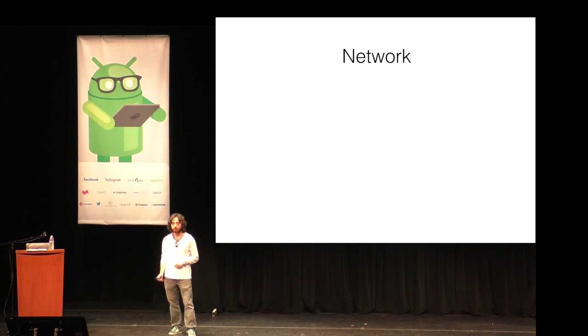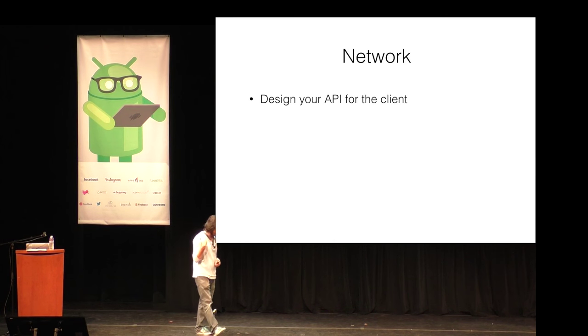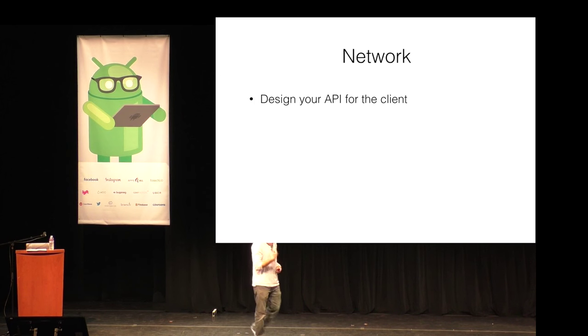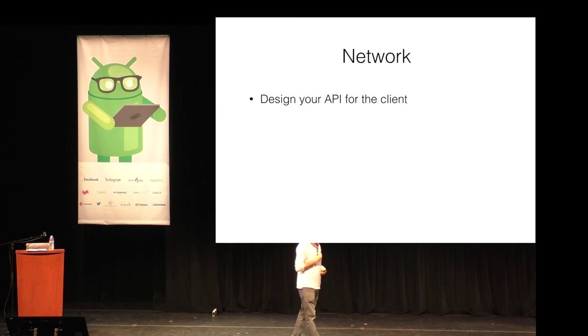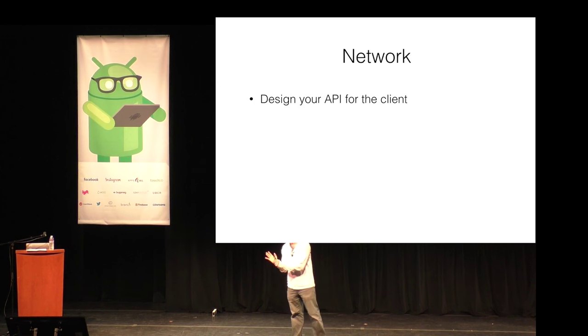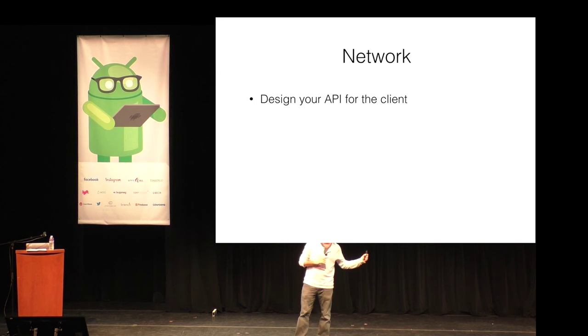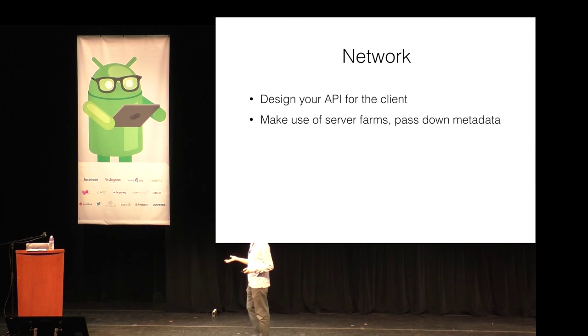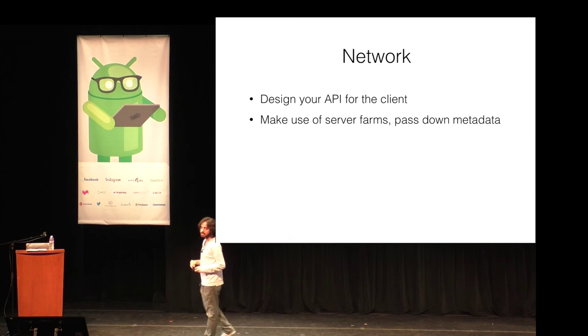So we'll talk about the network. This is important. I know it's not very easy, but you should convince your backend people, if you can, that the API they provide for you should be written for your application. They should be written for your use cases. They have the server farms. You don't. You have a tiny little machine. So the more information you can get from the server, the better it is. And then you will do your part of making the best of that information. These are two different problems.